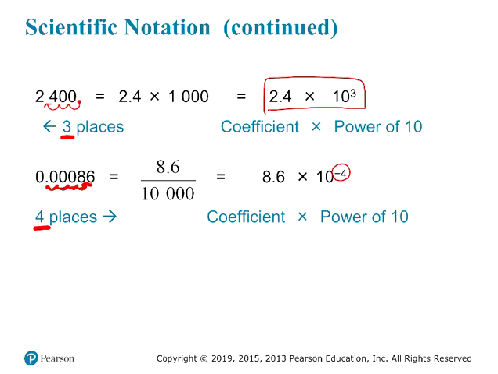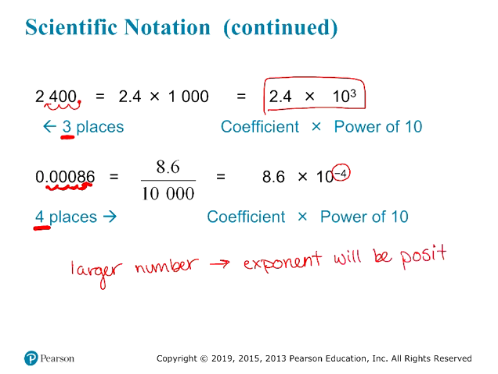So that's another thing to note about scientific notation. If you have a larger number, then the exponent, or the power of 10, will be positive. If you have a smaller number, so something with a decimal point, and the actual numbers are past the decimal point, then the exponent will be negative.